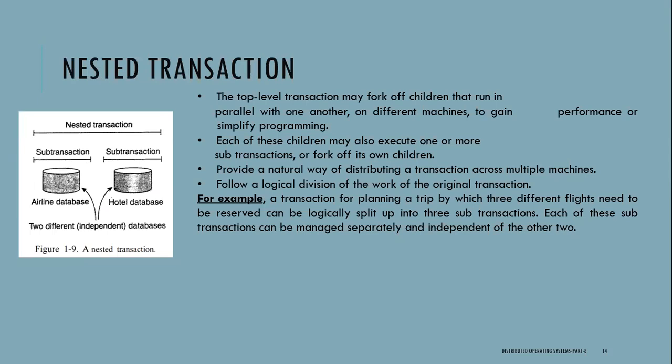Nested transaction. The top-level transaction may fork off children that run in parallel with one another on different machines to simplify the programming. Each of these children may also execute one or more subtransactions or fork off its own children, and provide a natural way of distributing a transaction across multiple machines. They follow a logical division of the work of the original transaction. For example, a transaction for planning a trip in which 3 different flights need to be reserved can be logically split up into 3 subtransactions. Each of these transactions can be managed separately and independent of the other 2.